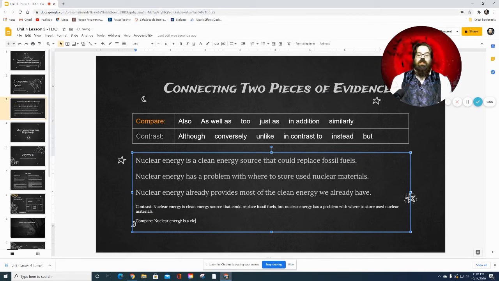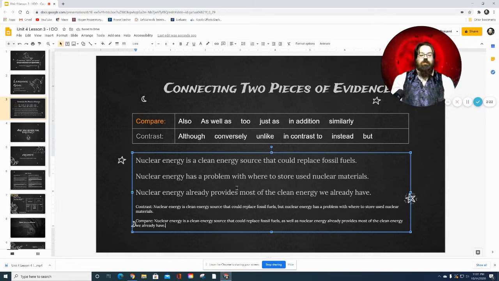And I can do the same thing with compare. Nuclear energy is a clean energy source that could replace fossil fuels. And now I have to pick out one of these. I like as well as nuclear energy already provides most of the clean energy we already have. See, those are two positive things about nuclear energy, so we're comparing them. They're two good things. Compare, similar. All right. And that's just how you use those words to connect two ideas, right?